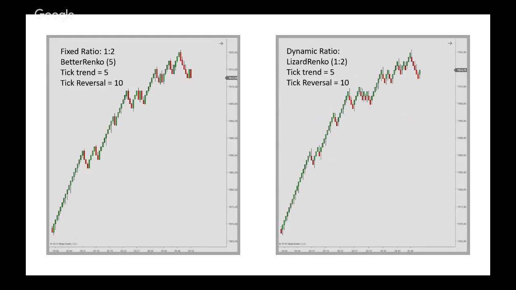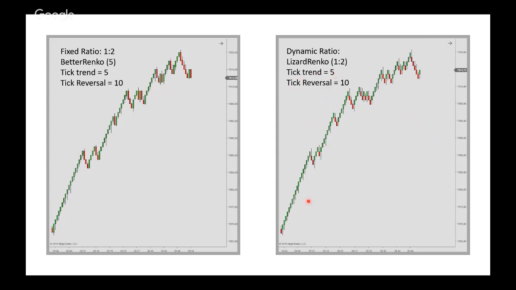And as I said, the standard Renko bars use a ratio of 1:2 for the size of trending and reversal bars. The NinjaTrader Renko and the better Renko will allow you to adjust the brick size, but the ratio will always be the same. So it will always be 1:2. And with our Lizard Renko, you can adjust the ratio dynamically. And so we have two parameters instead of only the brick size. We have the minimum price change needed for plotting a new trend bar.